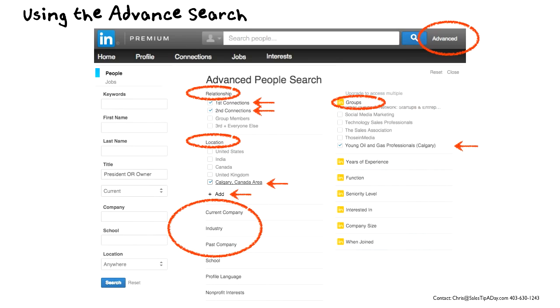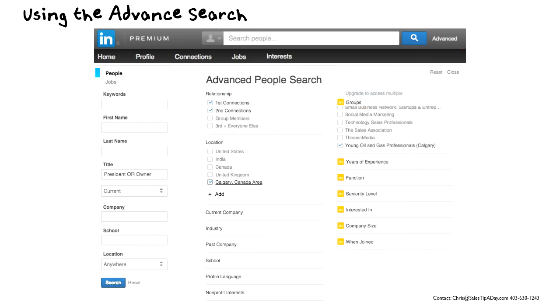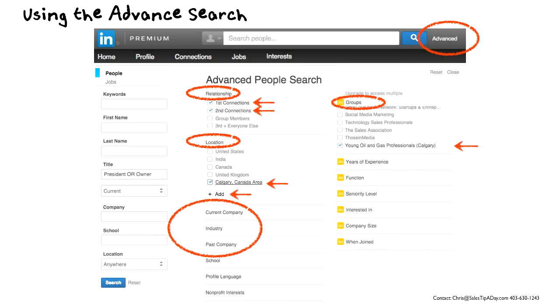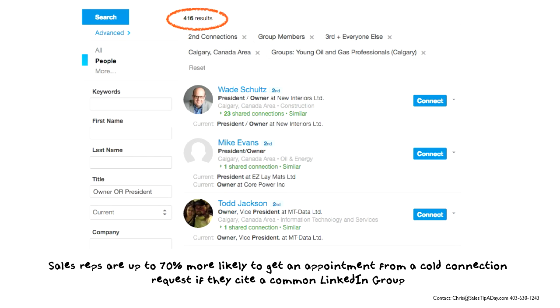And then what I do is I hit search. I look for presidents OR owners. What comes back here is 416 results. I did this specifically with a group associated with it, and I'll tell you why: when you are reaching out to people on LinkedIn, if you cite that you're part of a common group on LinkedIn, you're up to 70% more likely to get an appointment or a response from a cold connection than when you don't.